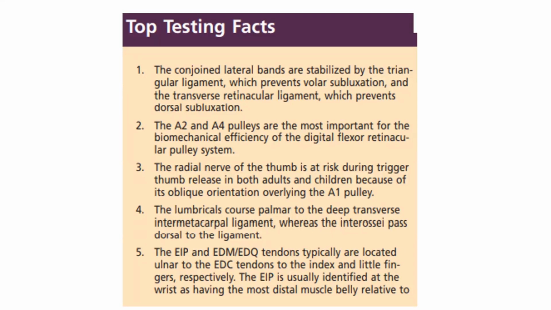The radial nerve of the thumb is at risk during a trigger finger release. Why? Because it's more volar located. Okay, so this is something important. The lumbricals, course palmar, deep to the transverse intermetacarpal ligament and past dorsal to the ligament. And you should know about each of the tendons, where they are located with respect to certain structures, so as to prevent any injury.